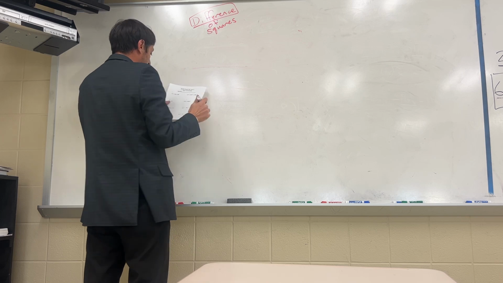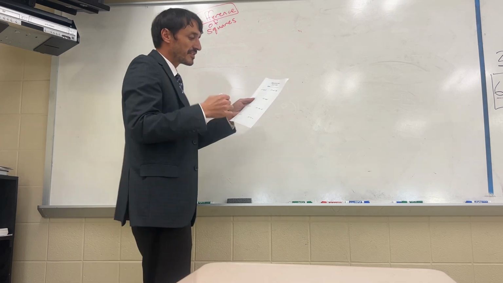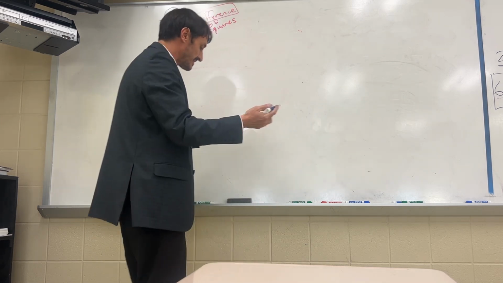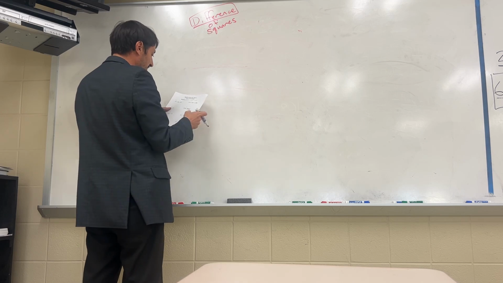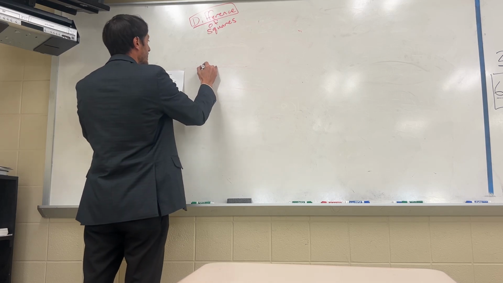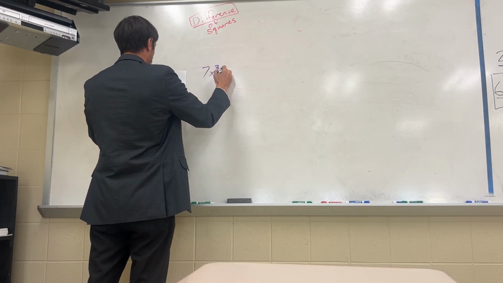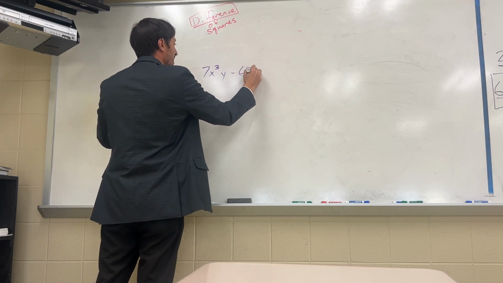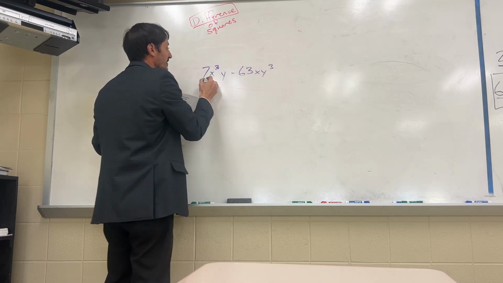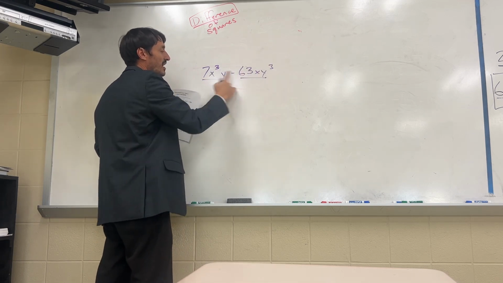Number 19. I'm not going to go over the last four on your study guide. They're very much like what we've already done. You guys can figure that out. You take out what's common and then you factor the result. Number 19, 7x cubed y minus 63x y cubed. Notice we have two terms and there's something common among both terms.